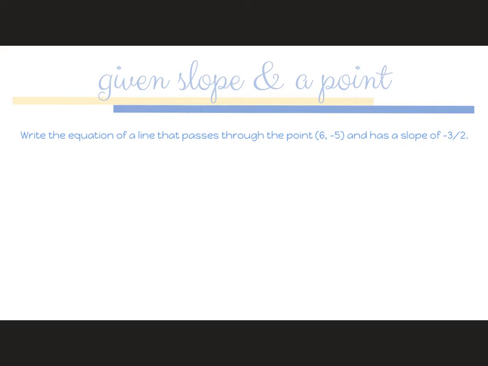This example is very similar, so given slope and a point, we're going to write the equation of a line that passes through (6, -5) and has a slope of -3/2. Again, this information gives me x, y, and m, and I'm going to start by plugging those in. So y is -5, m is -3/2, x is 6, plus b.